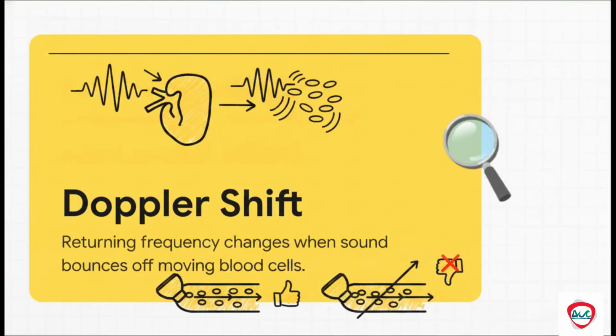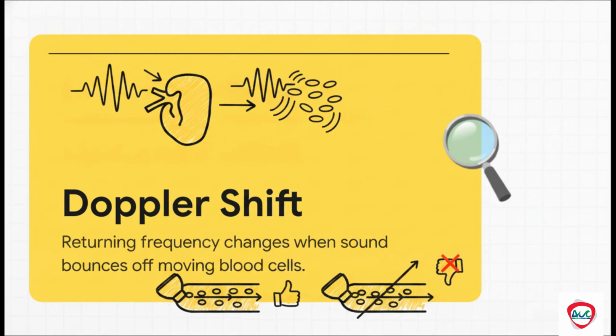So when sound bounces off a stationary organ, the frequency that comes back is the exact same one that went in. But when sound bounces off moving blood cells, the returning frequency actually shifts. This is the famous Doppler shift. But listen up, here is a critical warning for your daily practice.